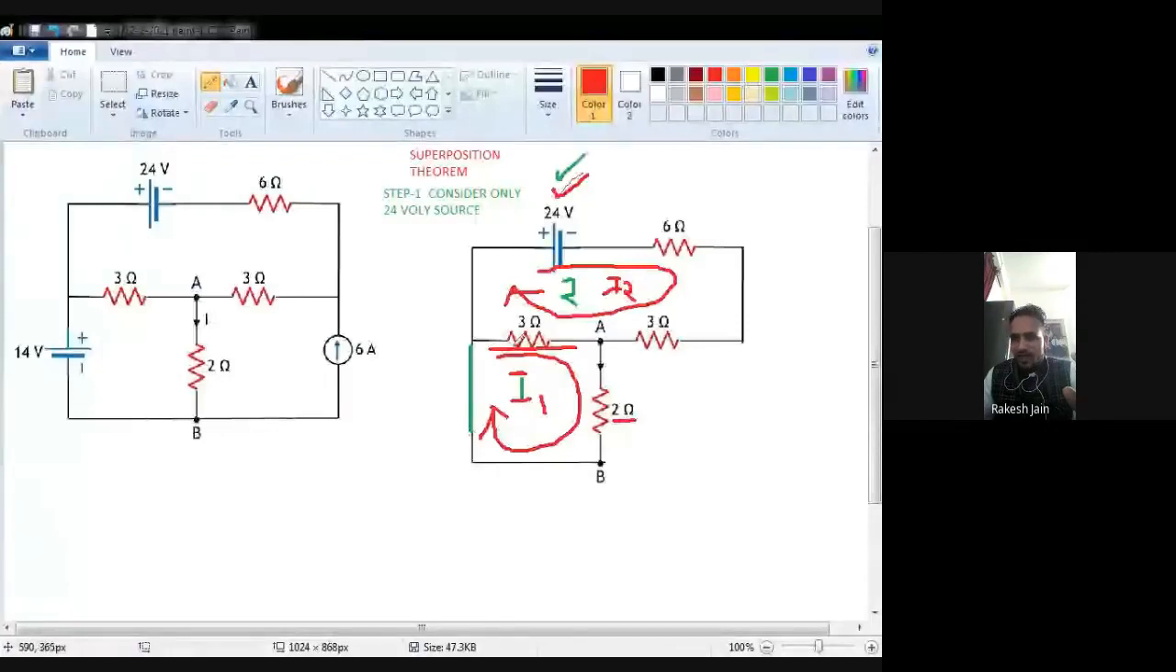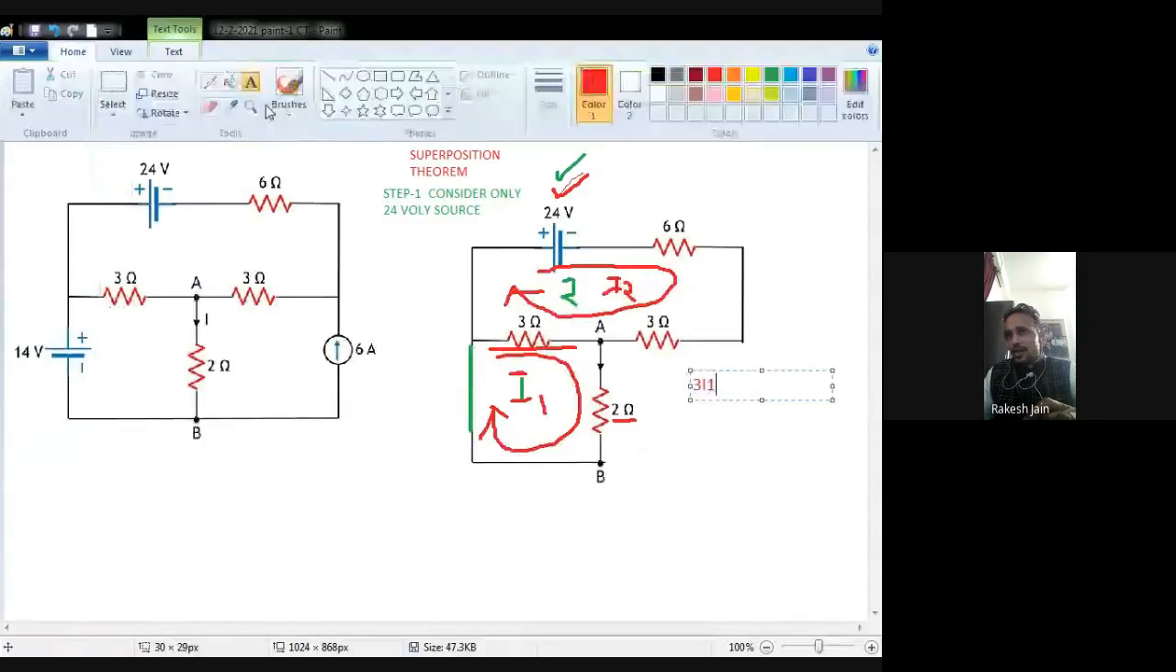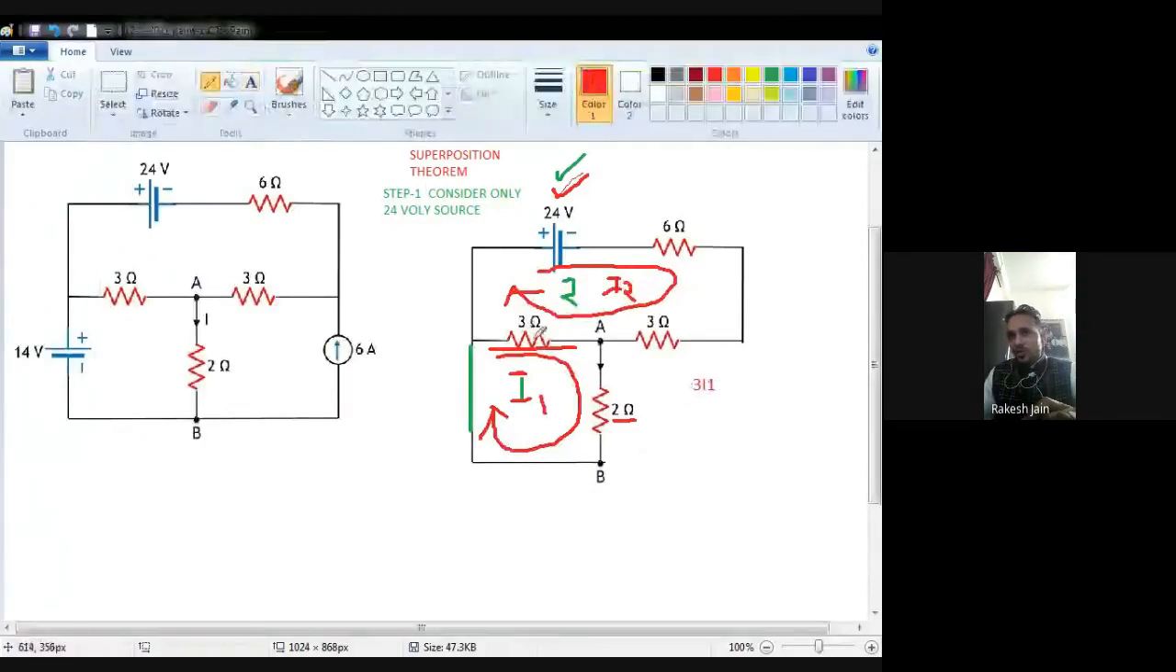So there was a presence of a 14 volt source. To remove it, I just short it. In green color you can see the short circuiting. A 6 ampere source is also present, so I remove it by open circuit. When I open it, there is no meaning of that branch, so I remove that complete branch.